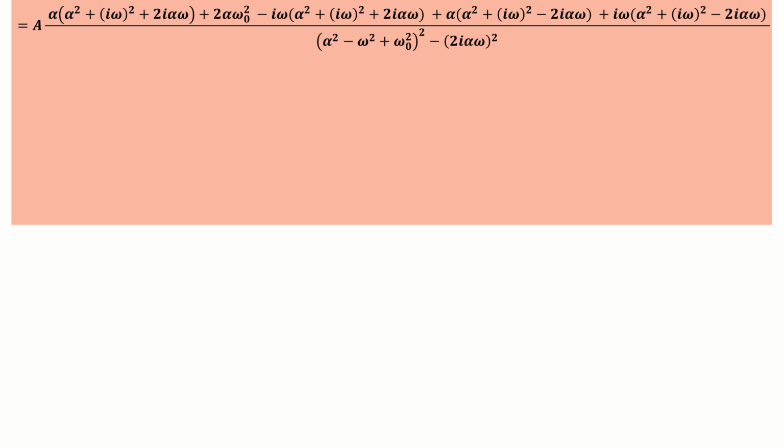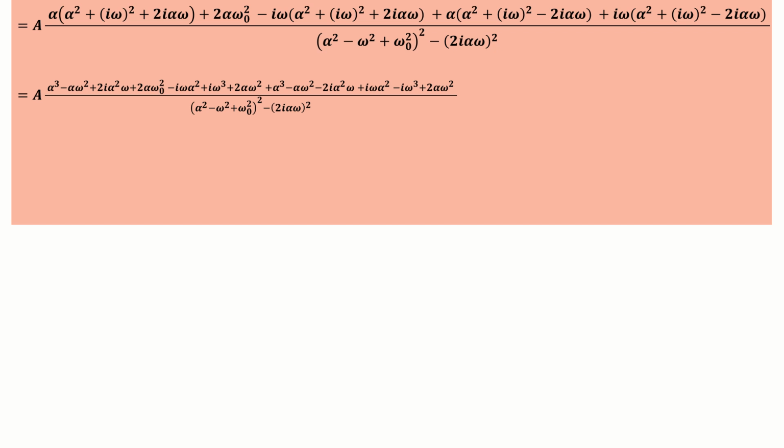Is equal to a into, so again full expansion, alpha cube minus alpha omega square plus 2I alpha square omega plus 2 alpha omega square minus I omega a alpha square plus I omega cube. We are multiplying each and every term, right? We are removing the bracket on the numerator. So we will get plus etc plus 2 alpha omega square as then denominator. So which is equal to a into, after simplification, a into numerator 2 alpha cube plus 2 alpha omega square plus 2 alpha omega naught square.